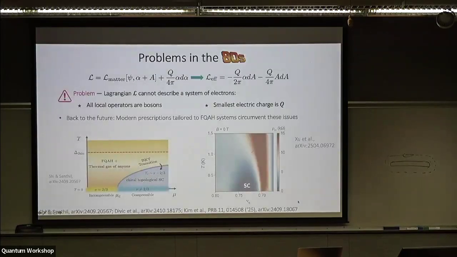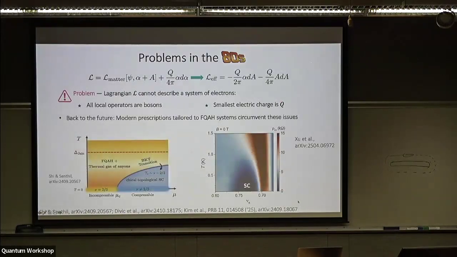All right. There are some problems, though, with this theory. Most notably, all of these local operators are bosons. That's not how cuprates, for instance, work. And the smallest possible charge is Q. And then on top of that, everything I just said was based on a mean field theory, the validity of which is maybe a subtle question, but okay.